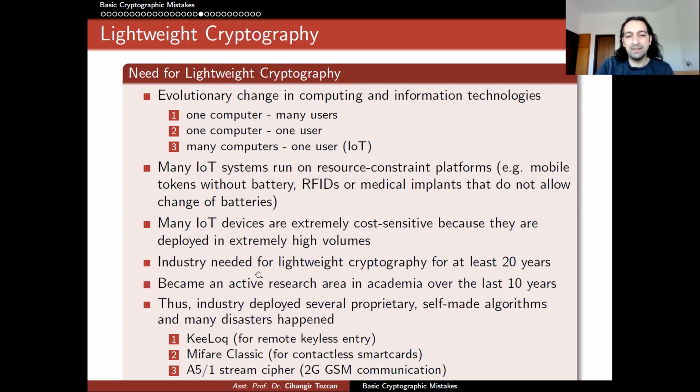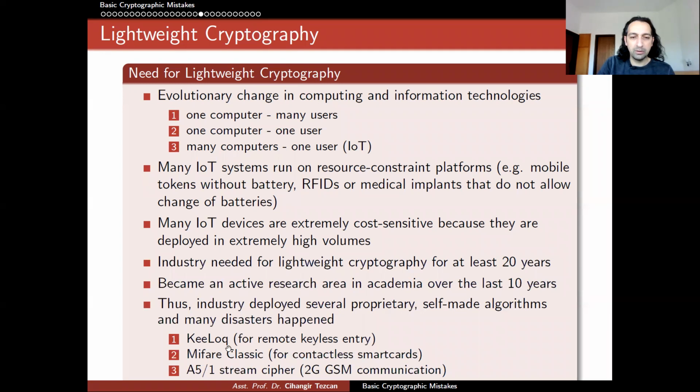But more important, the industry needed this kind of lightweight cryptography, which would work fast and secure on this kind of smart devices, for at least 20 years because of the use of smart cards and so on. They are around for many years, but they became an active research area in academia over the last 10 years. So for this reason, industry deployed several proprietary self-made algorithms and many disasters happened. I will briefly mention 3 disasters.